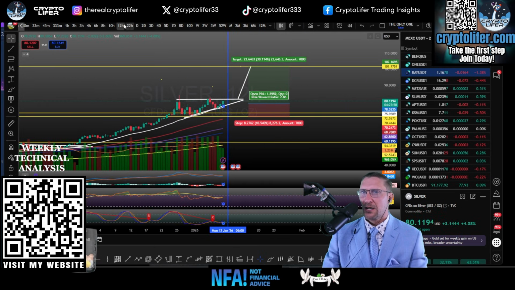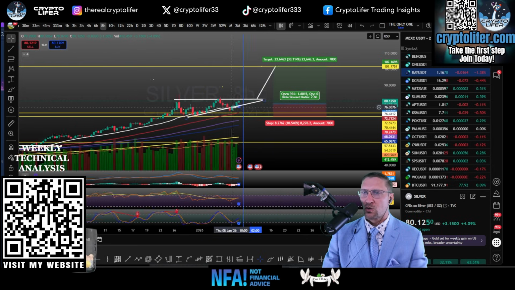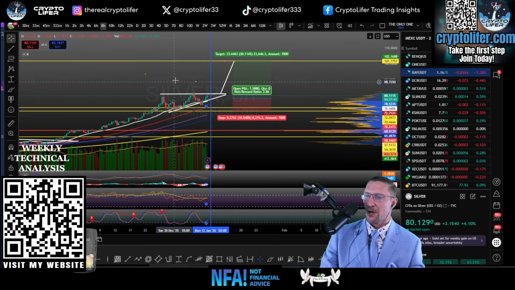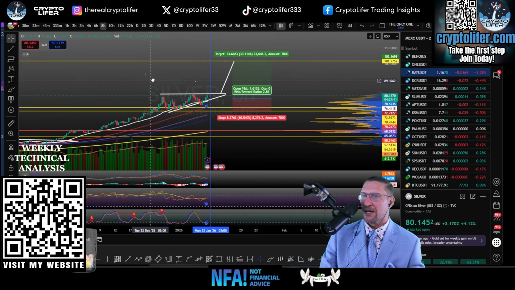The 12-hour looks like it could bounce. The 8-hour looks great. Silver looks like it's about to go on a tear to 101. But hey, maybe I'm wrong and we get stopped out. But silver looks pretty dang good.